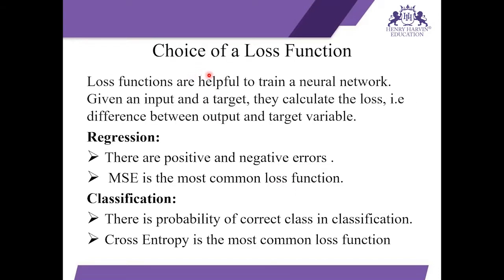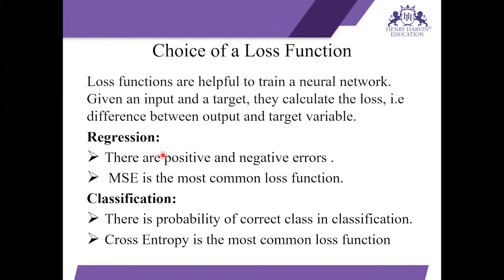To understand these optimizers, we should have a quick review of the loss function. Loss functions are helpful to train a neural network. Given an input and a target, we calculate the loss. That is, we try to find the difference between the output and the target variable.